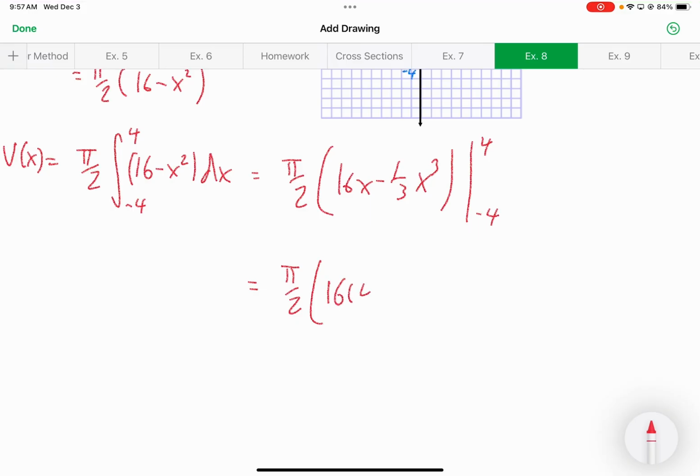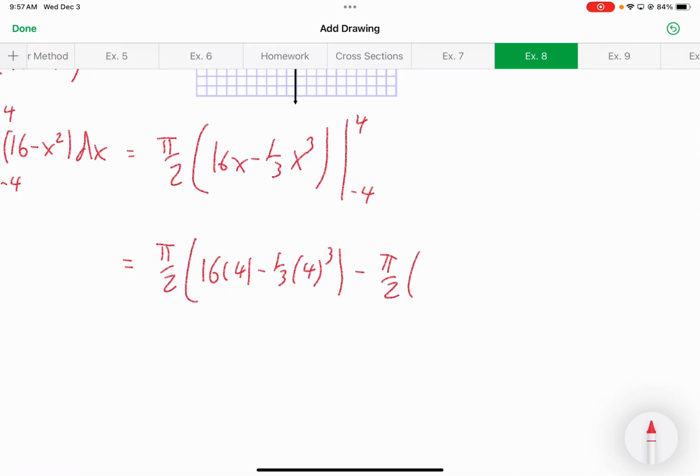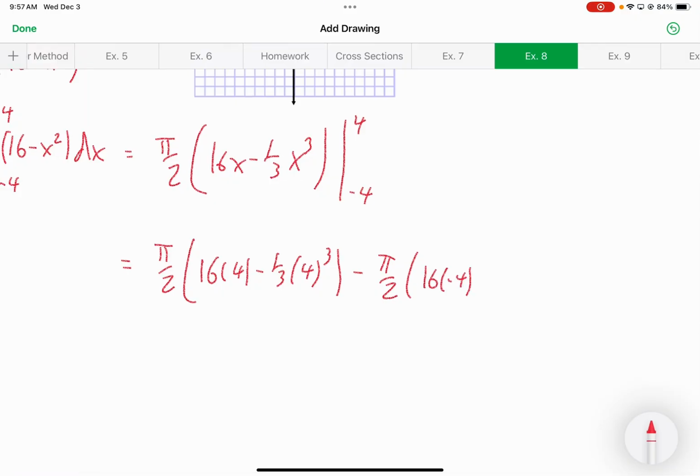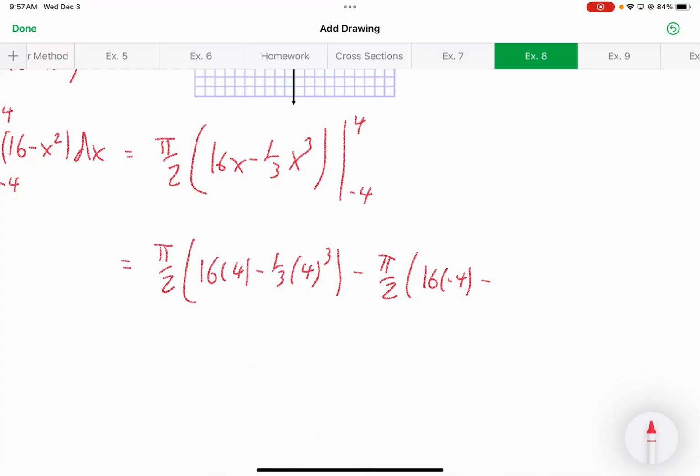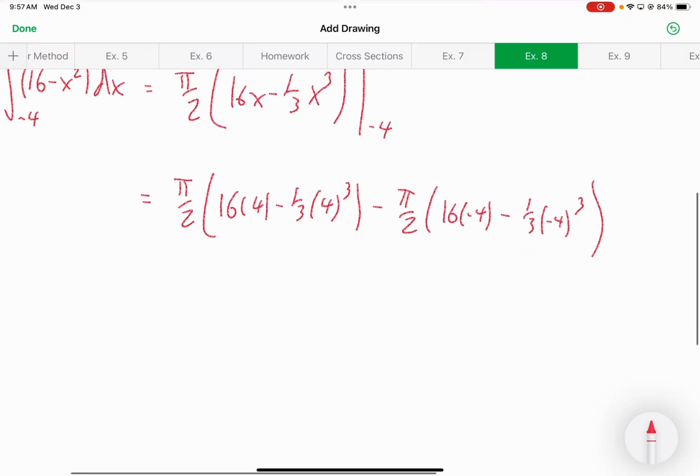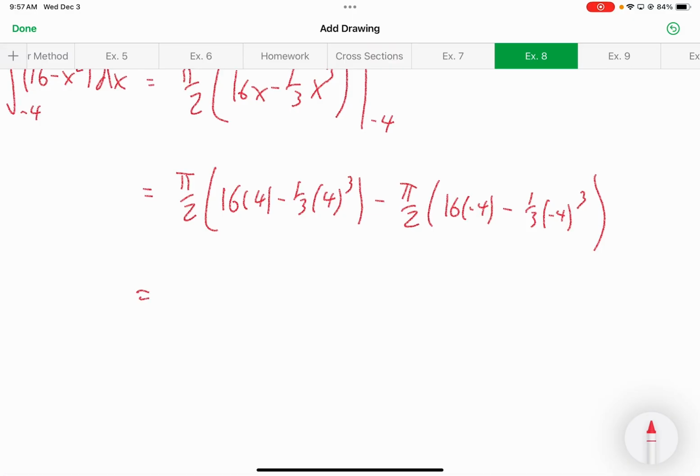So then 16 times 4 minus 1/3 times 4 cubed, minus, I'm going to write this one a little differently, to avoid having too many parentheses. 16 times -4 minus 1/3 times -4 cubed. Do you guys see how I wrote it, where I put pi over 2, plugged in 4, minus pi over 2, plugged in -4? Now I'm going to factor out that pi over 2 and combine what's inside of the parentheses in one set of parentheses.